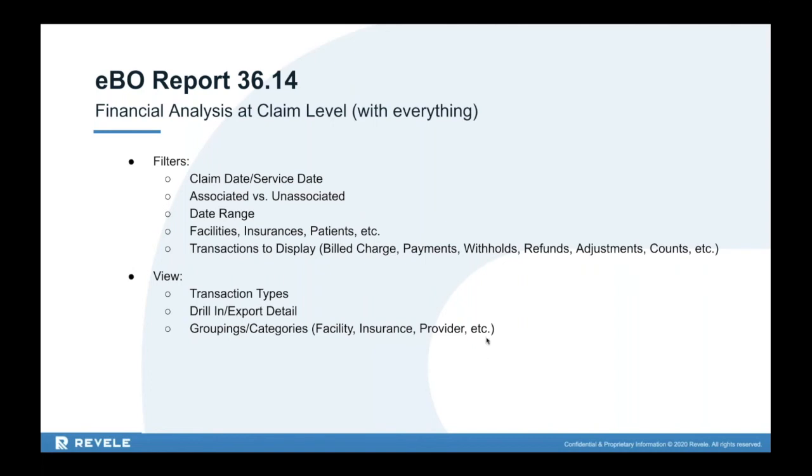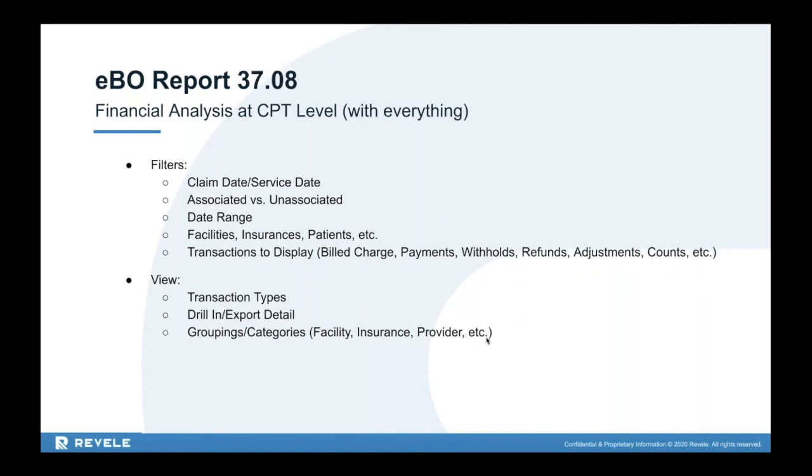So the next report that we're going to see here is 3708. Everything basically I said about 3614 is still going to apply. The difference is this report is at a CPT level. So if you are wanting to see transactions at that actual CPT level and not just the claim level, this is going to be the report that you want to use.